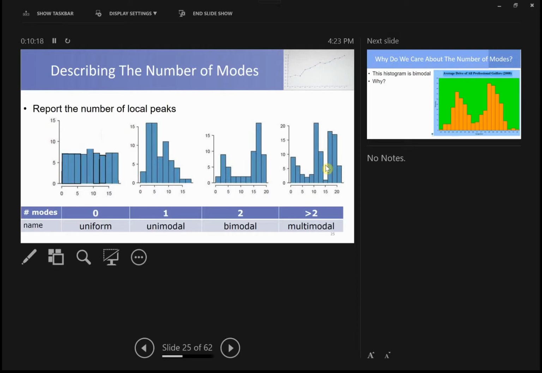In this case, I might go back to the data and see, are there actually two different populations? Okay. So when we're looking at the number of modes, we're looking at the number of distinct peaks. And the question is why. So let me give you an example of why you might be interested in this.